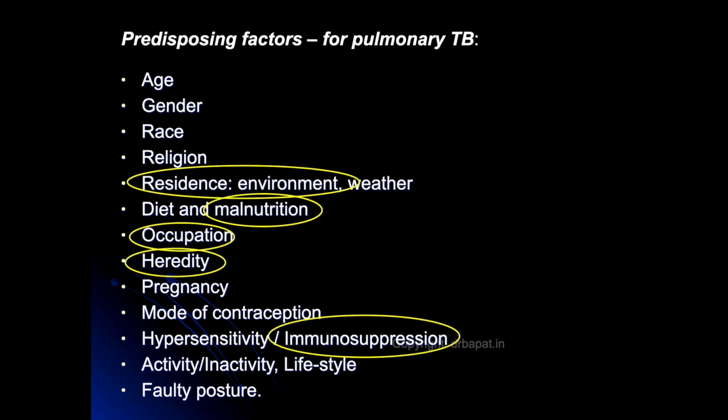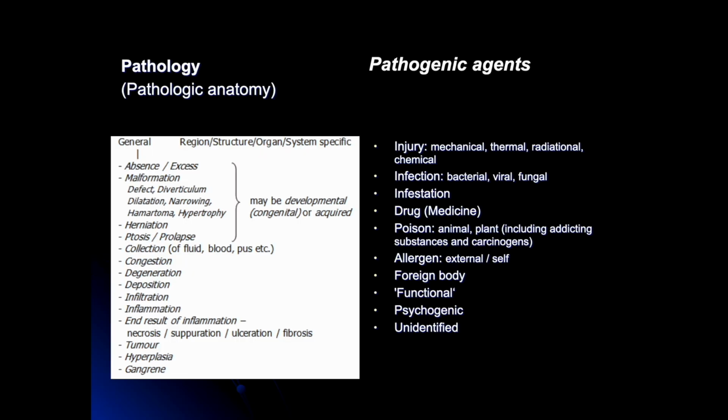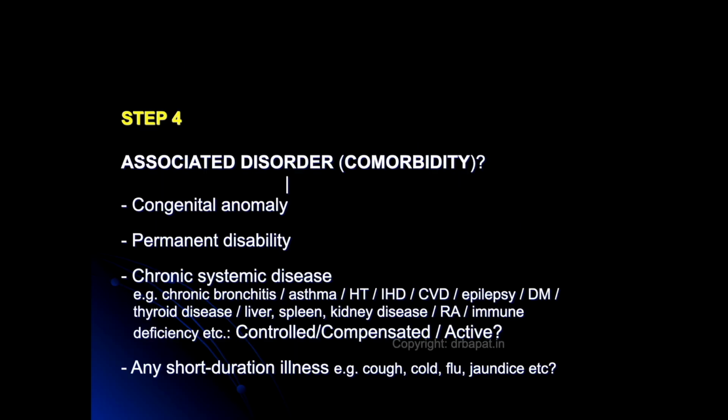Now, a piece of advice from me at this juncture. Mug up these two lists by heart: pathologies and the pathogenic agents. Your ability to arrive at a clinical diagnosis will improve many folds if these points are available to you at the tip of your fingers. This will help you a long way in your life as a clinician. I am telling you from my personal experience. It works well. And finally, look for any comorbidity if present.